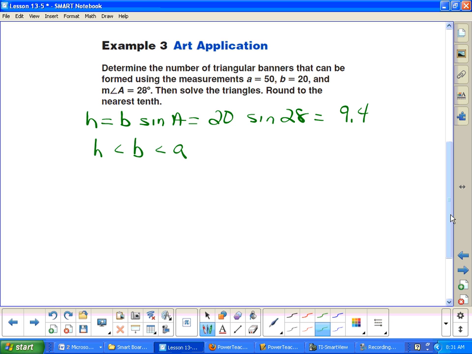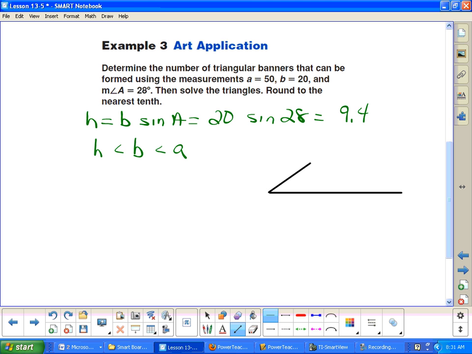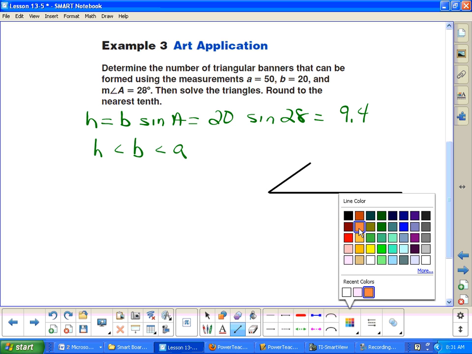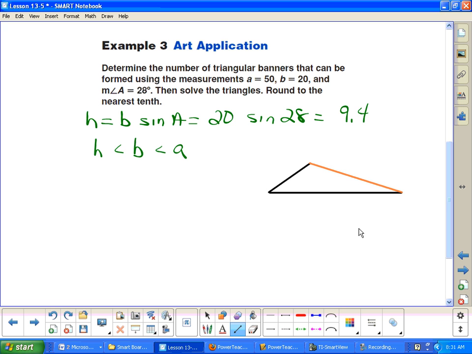So let's just draw what could be the triangle. Here's my horizontal piece. It says b is 20, and the measure of angle A is 28. If the measure of angle A is 28, then it's probably only about that size, right? It's a smaller angle. And when I compare, if A is 50 and B is 20, that means side A is going to be about 2.5 times that, so it's going to come down here. My triangle is going to look something like this, where here's angle A, here's side B, side A, and that means this would be angle C and angle B here.